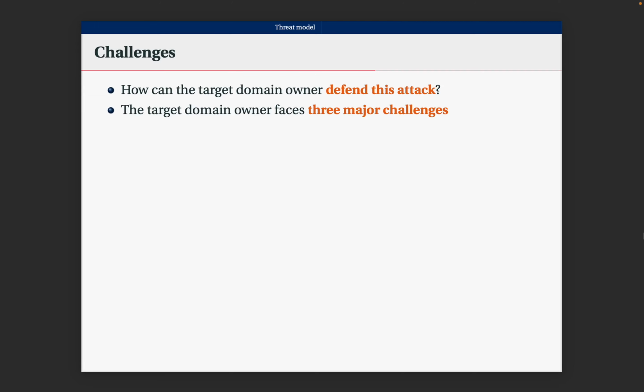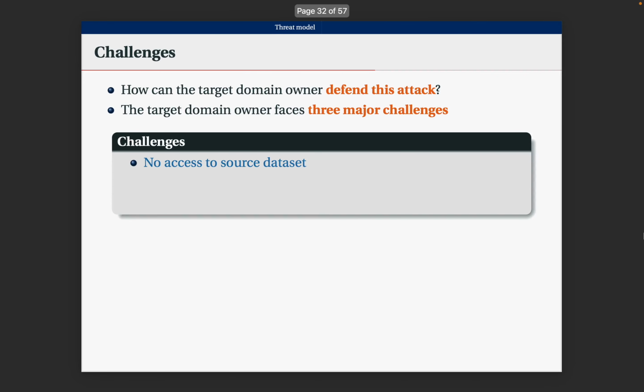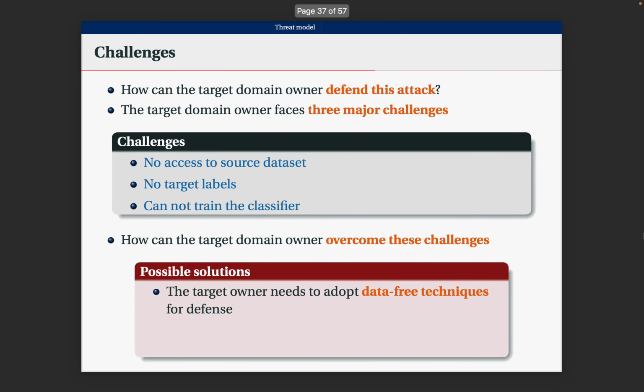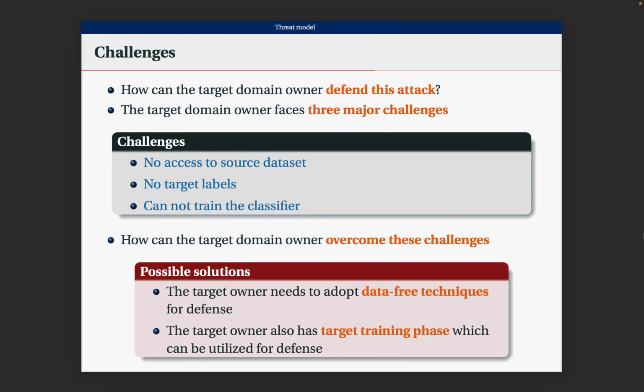The target domain owner faces three major challenges. The target domain owner has no access to the source dataset, has no target labels, and cannot train the classifier. Then how can the target domain owner overcome these challenges? The possible solutions are that the target owner needs to adopt data-free techniques for defense. And the target owner also has a target training phase which can be utilized for defense.